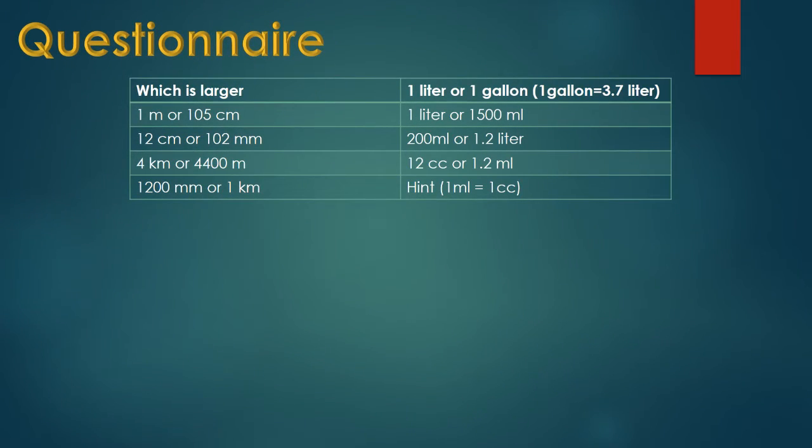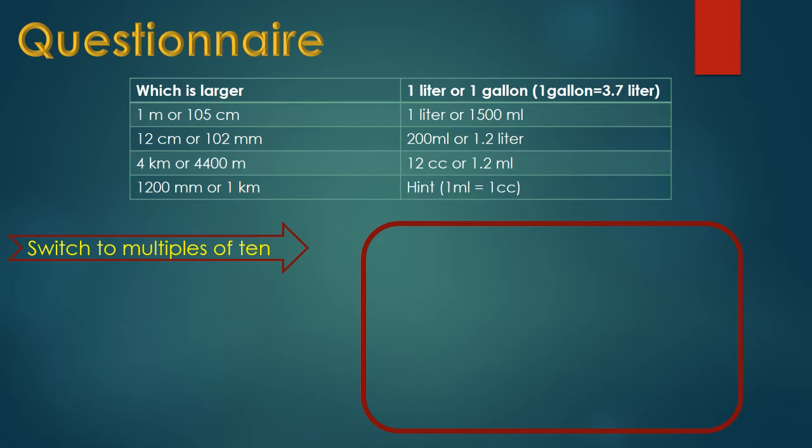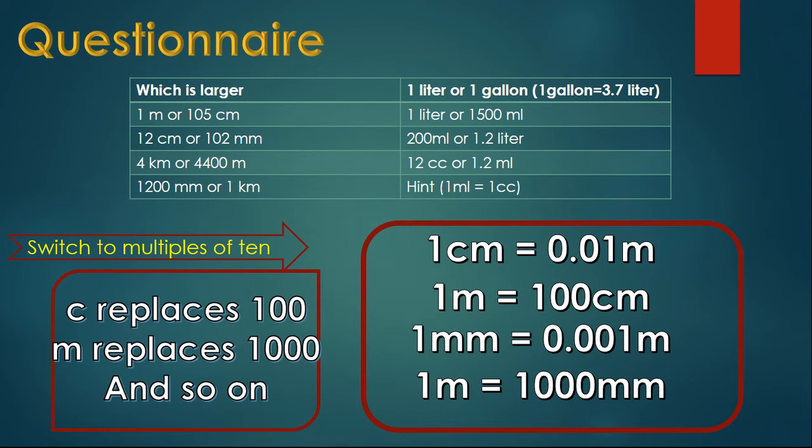To understand prefixes better, I have 3 questions which the viewers must solve. So please pause the video and note down these questions. Before solving these questions, you must know how to switch from submultiples to multiples of 10. For this, always remember that centi replaces 100, milli replaces 1000, and so on.